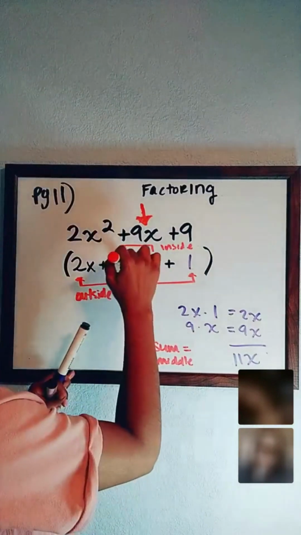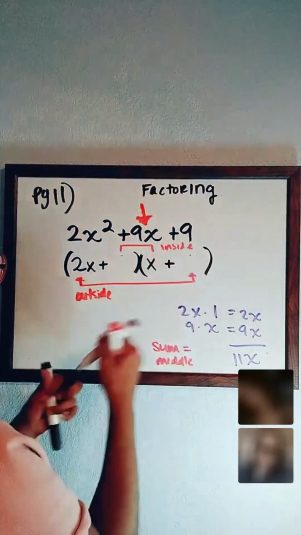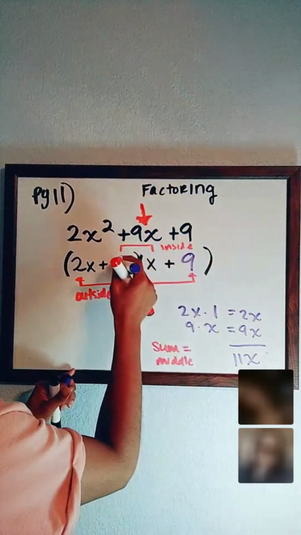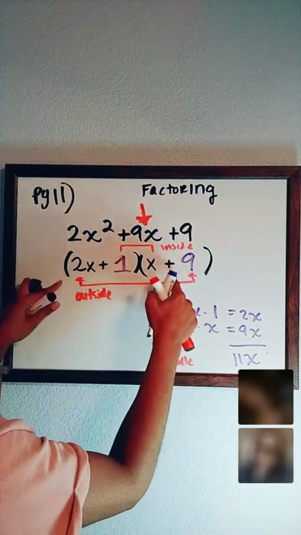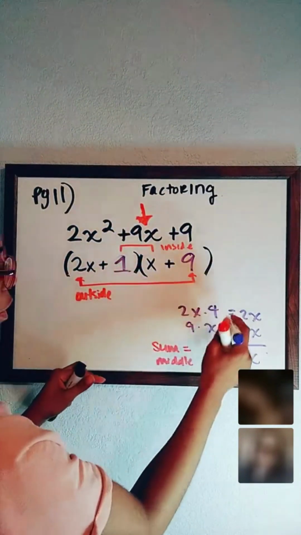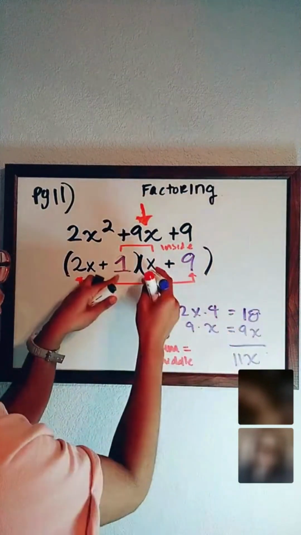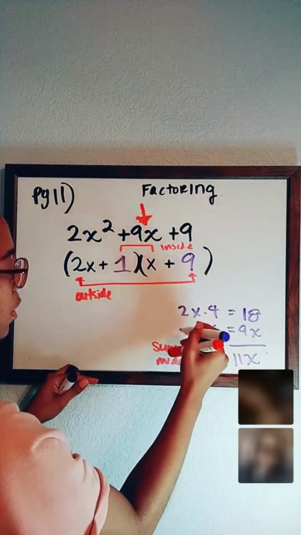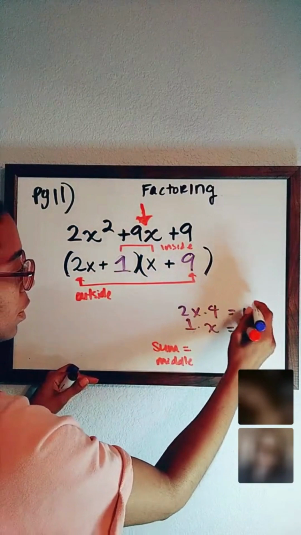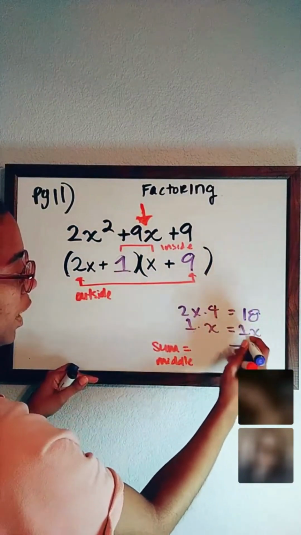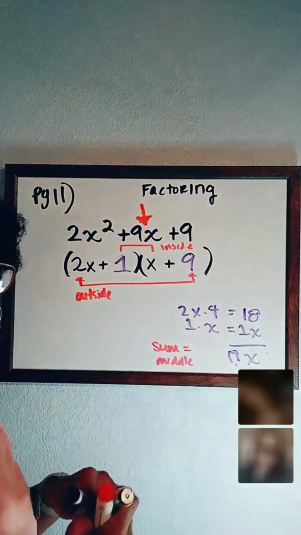Now, even if I would have flipped it and put the 9 over here and the 1 over here, 2 and 9 would have given me 18x. 1 and x would have given me 1x, and that would have given me 19x.